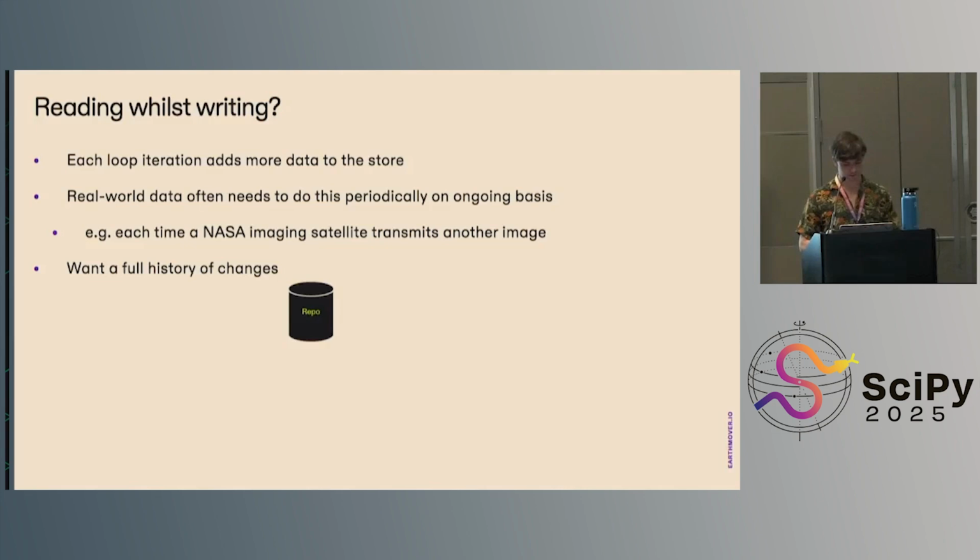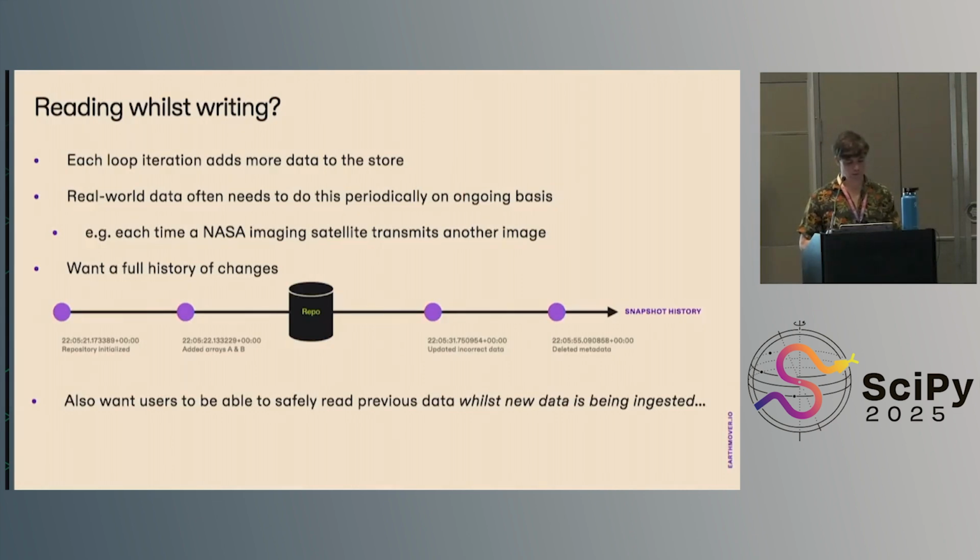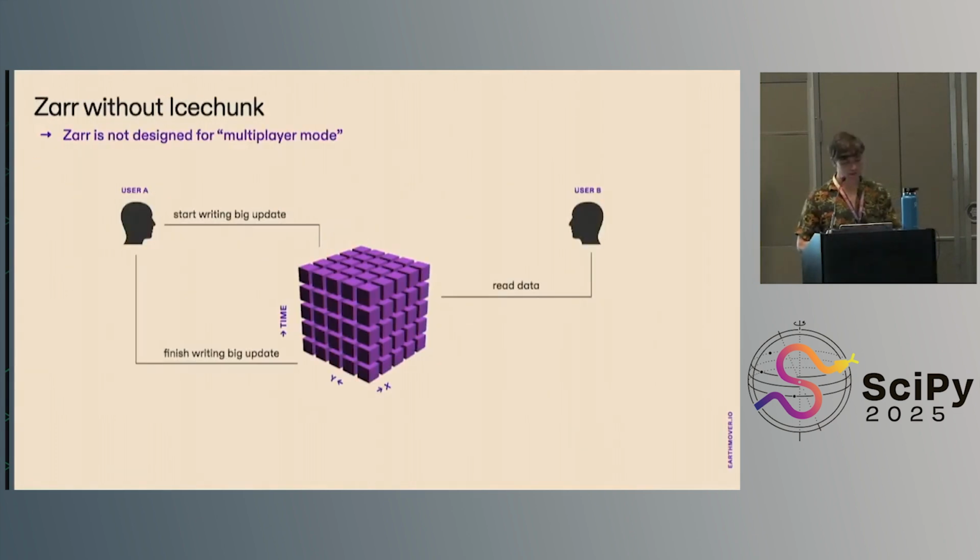And you want to see a full history of changes. And this is what Icechunk gives you. You have these individual commits and a history of snapshots, a history of state of the store. You also want users to be able to read the data, not just at each snapshot, but literally while new data is being ingested, which with normal Zarr is not possible, because if a user starts writing an update and they start writing more chunks or start messing with the metadata, whilst they're messing with the metadata, if somebody else reads it, they will see some inconsistent state. And that's a danger all up until the first user has finished writing the update.